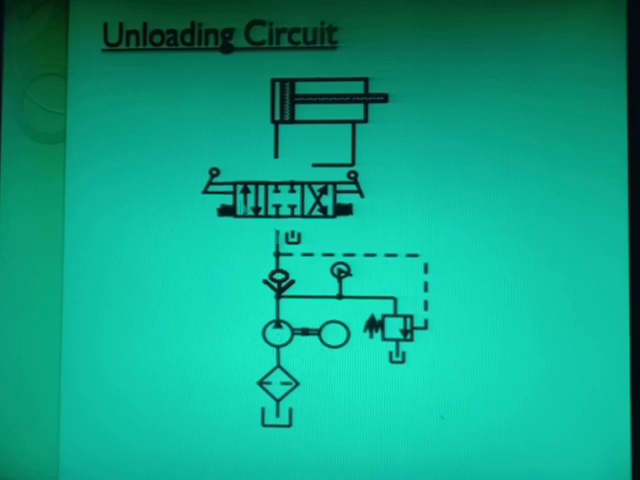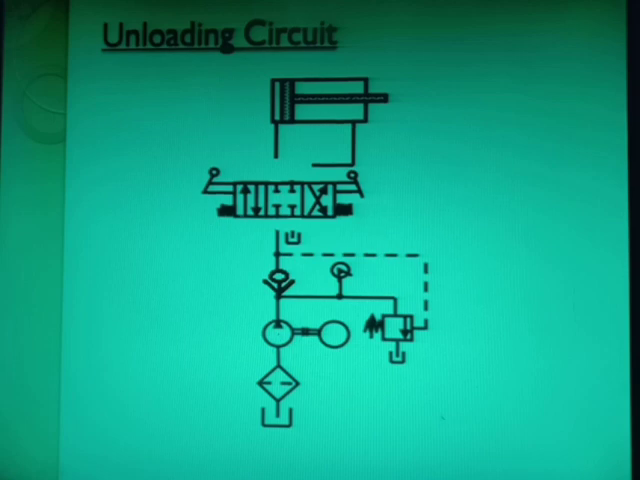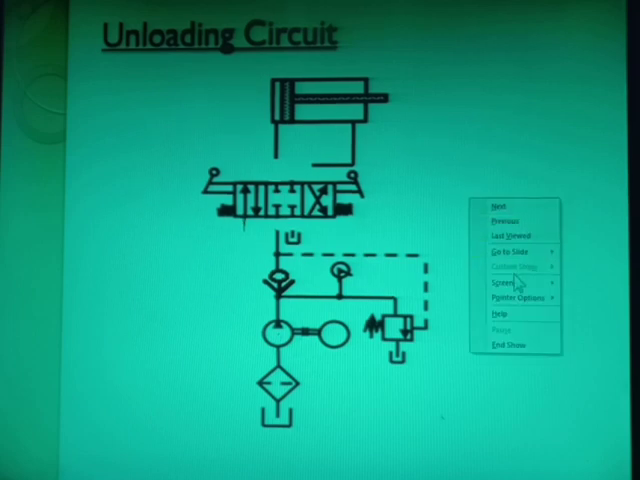Now we will study the circuit. Suppose my direction control valve is at position number 1, right? When my direction control valve is at number 1, what will happen? Suppose the pump is connected to the A port. So here, let us see.